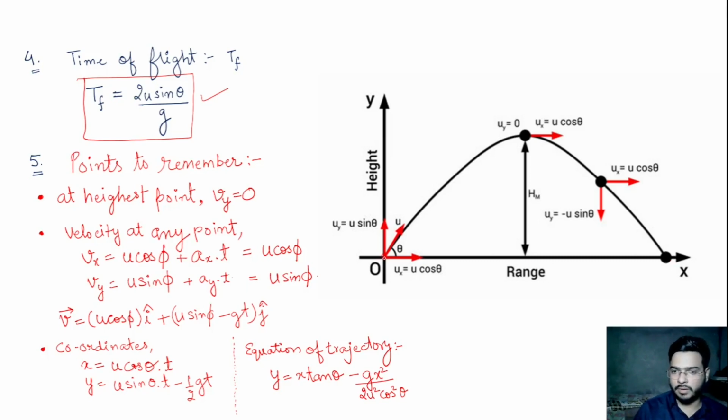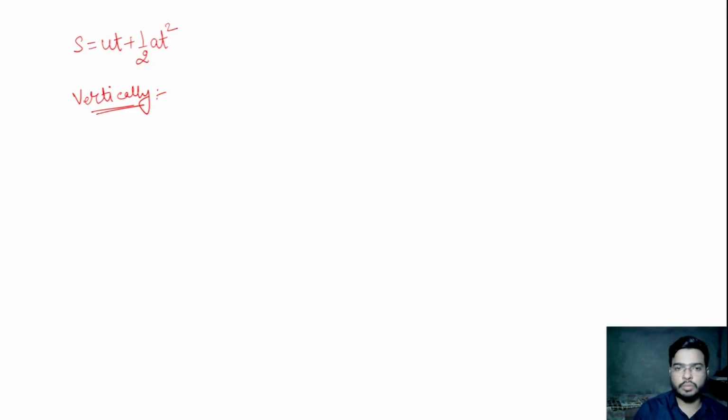What is the vertical displacement here? Vertical displacement is 0. This is the initial point and after some time this is the final point on the same horizontal. So there is no vertical displacement, and that is why we can say s is equal to 0 here. I think you have understood that the object starts from here and ends here, so there is no vertical displacement at all.